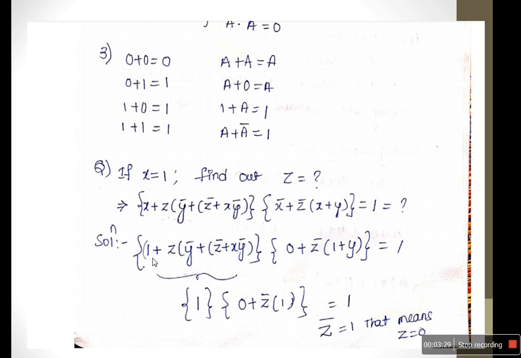I am representing this total expression with 1, and 0 plus z bar, and within these brackets we have 1 plus y. So 1 plus a equal to again 1. So 1 into z bar equal to 1. That means z bar equal to 1. So when z bar equal to 1, then z equal to 0. By using the above theorems, we can reduce an expression like this.